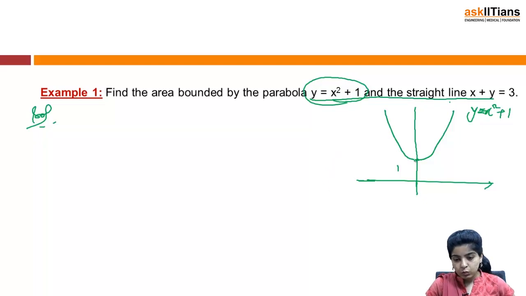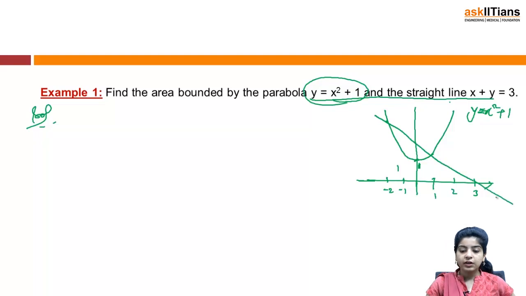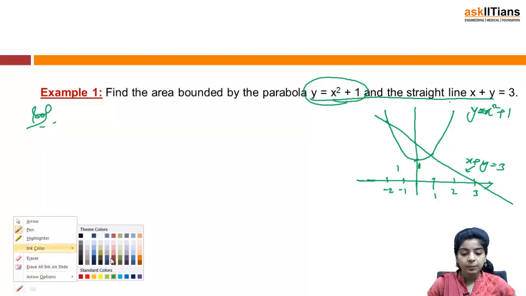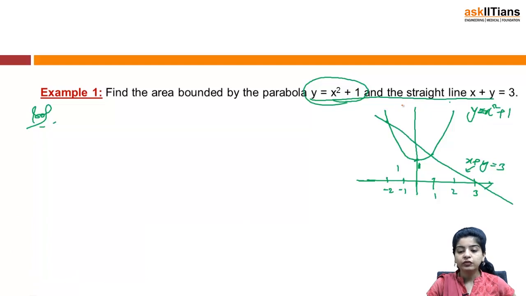So this was 1, and this is minus 1, this is minus 2. From here I have a straight line, this is 1, this is 2, this is 3. So this is our straight line x plus y equal to 3. So find the area bounded by the parabola y equal to x square plus 1, this is our parabola, and the straight line x plus y equal to 3. So basically you have to find out this area.